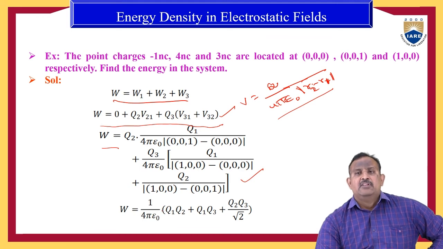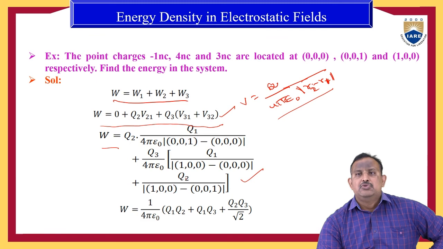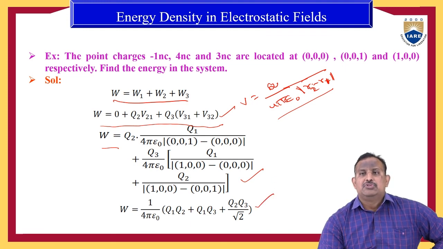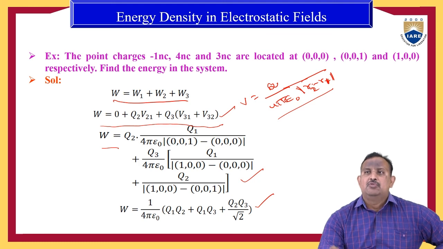We can take a common into Q1, Q2. In the first term, we have Q1 and Q2. In the second term, we have Q1 and Q3. In the third term, we have Q2 and Q3. So here, 1 by 4 pi epsilon naught into Q1 Q2 plus Q1 Q3 plus Q2 Q3 by the distance, which is root 2. If you substitute the Q1, Q2, Q3 values in the equation, we can find out the total energy required to transfer point charges P1, P2, P3 from infinity to space.